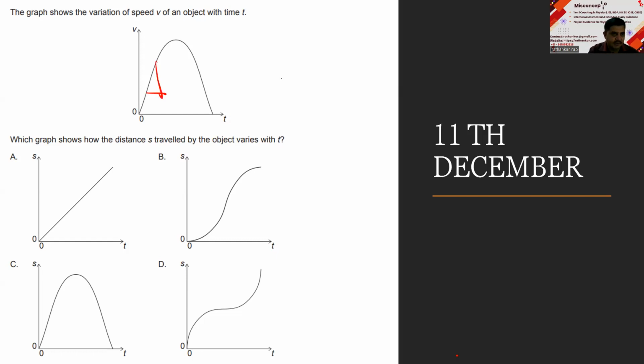The slope is seen to be a constant. When the slope is constant, what do you understand by it? You can know that the acceleration is a constant, because it's a vt graph. Thus, in this region, the acceleration seems to be a constant.